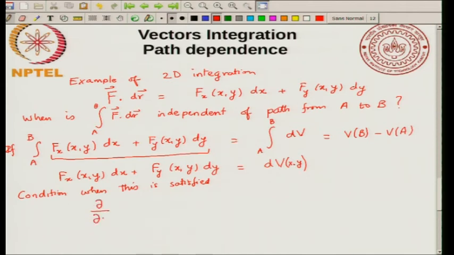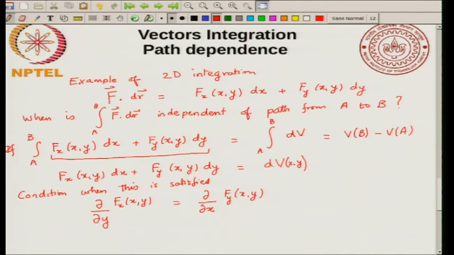is when the partial derivative with respect to y of F_x is equal to the partial derivative with respect to x of F_y. So, you take F_x of (x,y), differentiate it with respect to y, and that should be equal to F_y of (x,y) differentiated with respect to x. These are partial derivatives. So, if you have this condition, then this integral is independent of path and your work becomes independent of path.